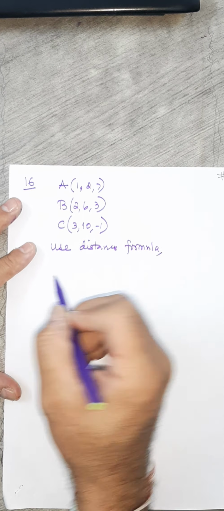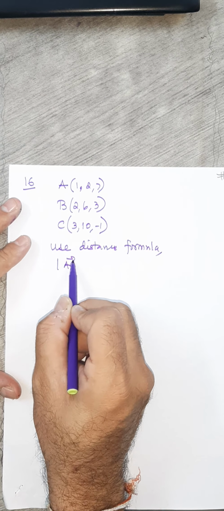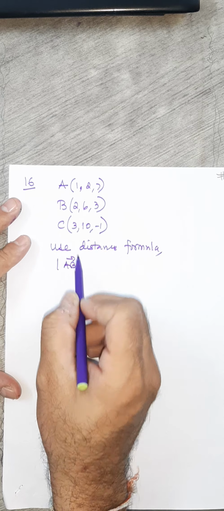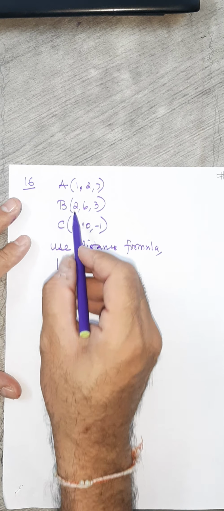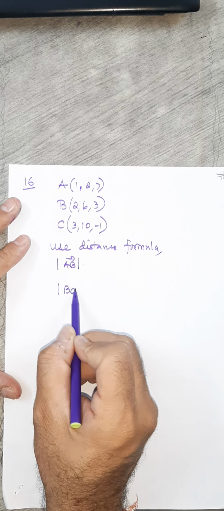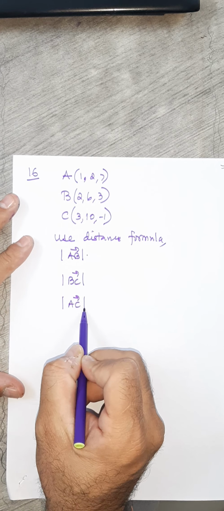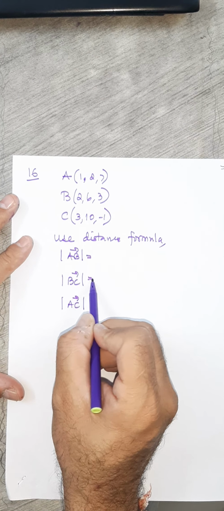You did such things in 11th if you remember. Get the magnitude of vector AB. You know how to get this. How do we get the position vector of AB? You know. Get the magnitude of vector BC. Get the magnitude of vector AC or CA, right? Get this, and get this.